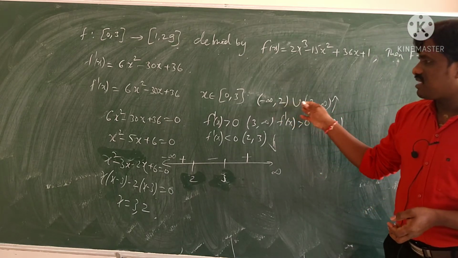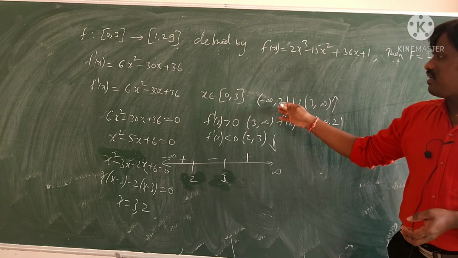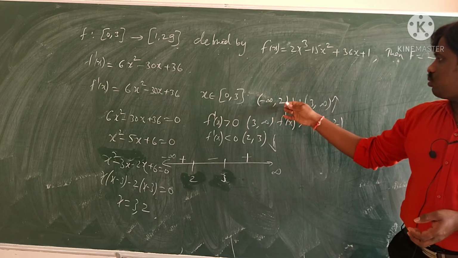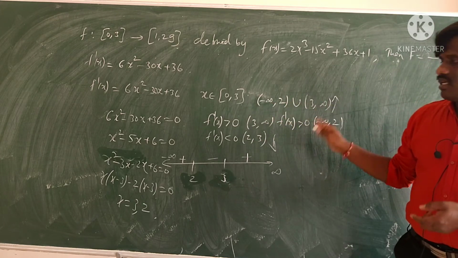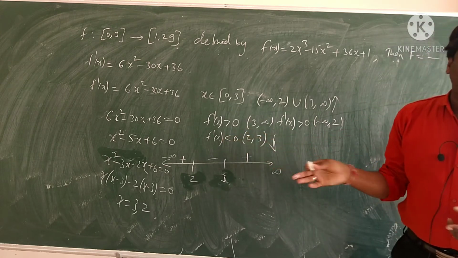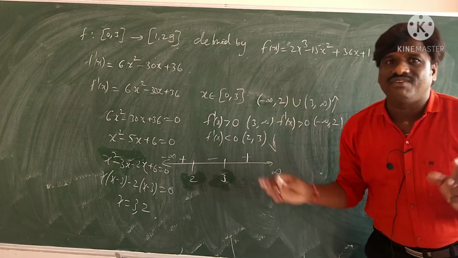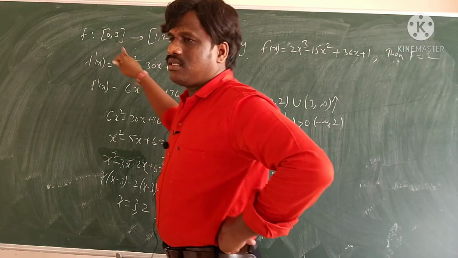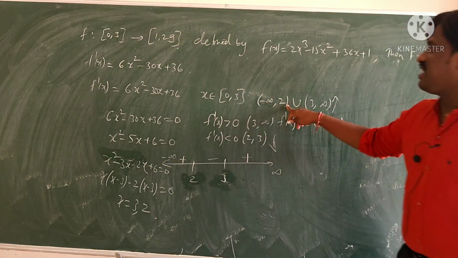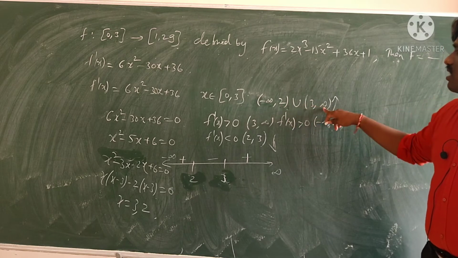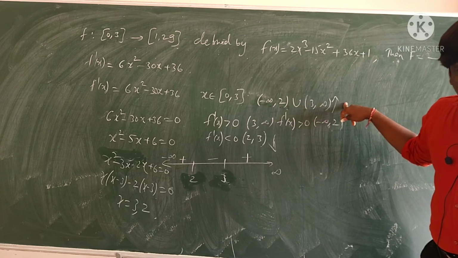Here f dash of x, where is f dash of x greater than 0? Minus infinity to 2, and 3 to infinity, correct. Where is f dash of x less than 0? 2 to 3, correct. Now tell me, in 0 to 3, what is happening? Minus infinity to 2 union 3 to infinity is increasing, right.